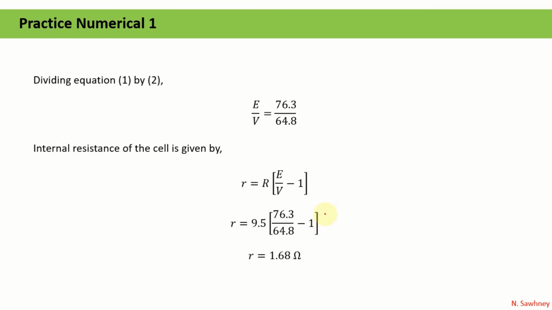Now dividing the two equations, we have obtained E upon V is equal to 76.3 upon 64.8. And the internal resistance formula we are aware of from our earlier studies is r equal to R, that is the resistance, into (E upon V minus 1). Putting the value of E upon V from above, we will get this expression, and R is already known to us, that is 9.5 ohm. So the internal resistance is calculated as 1.68 ohm.